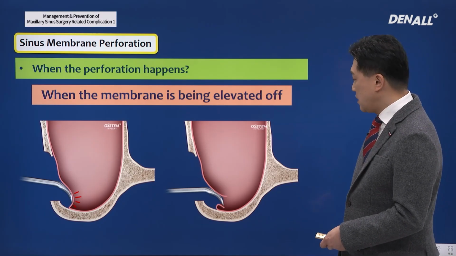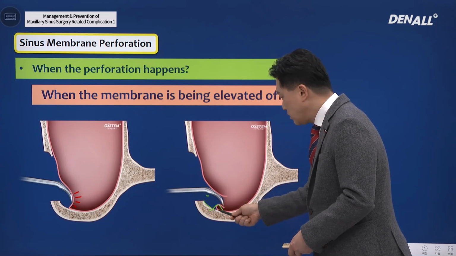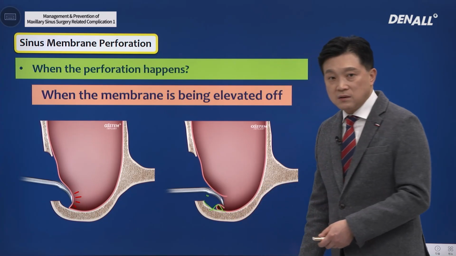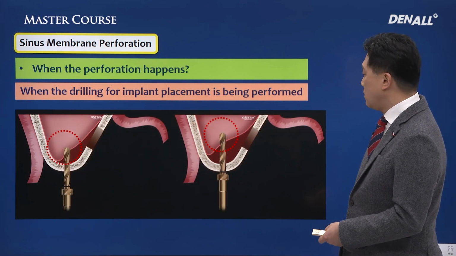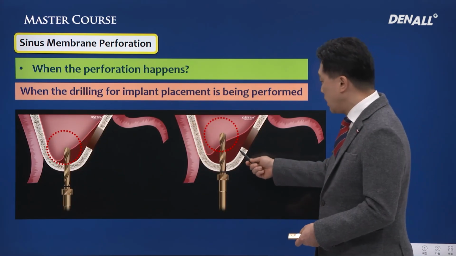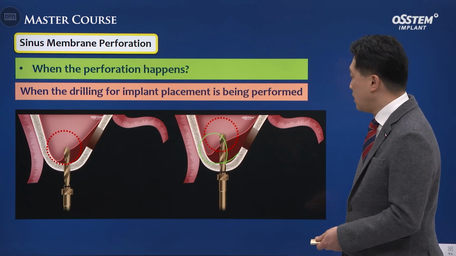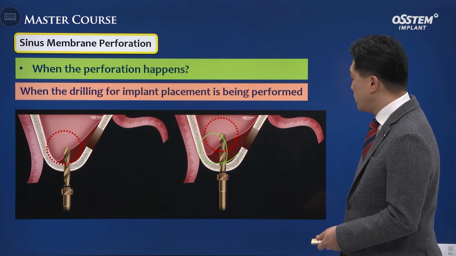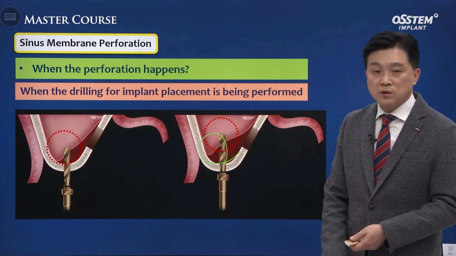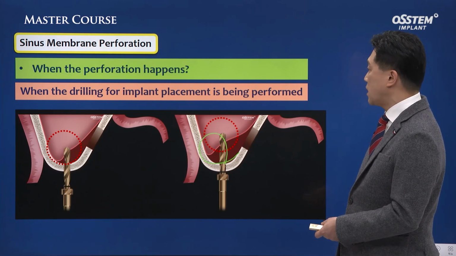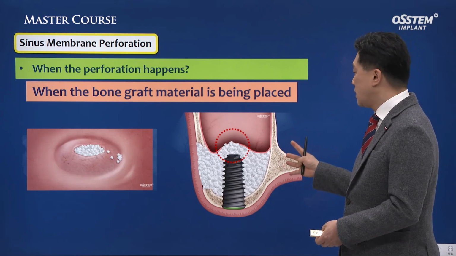When detaching the membrane, if there's irregularity here or if the tool is not in contact with bone, the membrane can be perforated when drilling is done. If the membrane is incompletely detached, this can happen. In order to avoid this kind of situation, I prefer to do grafting first before doing drilling. This is rare, but it does occur.